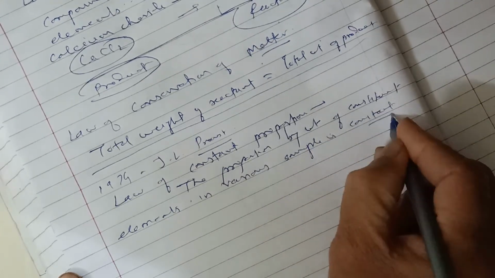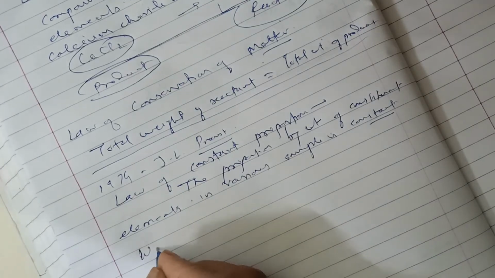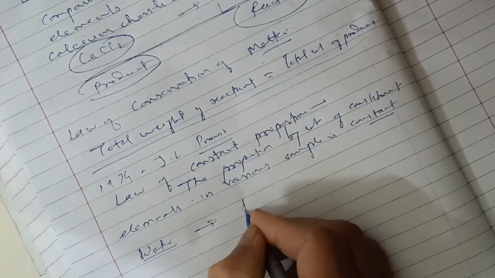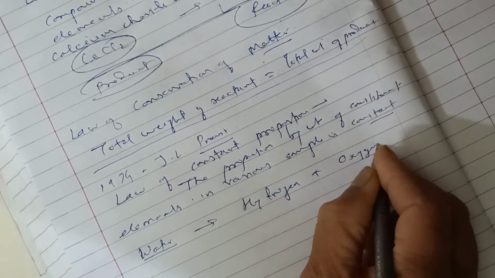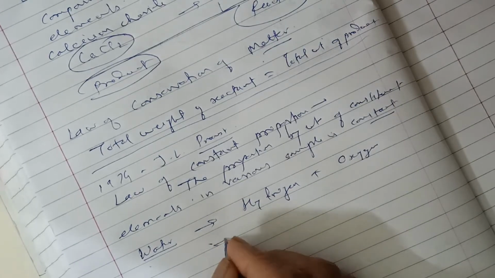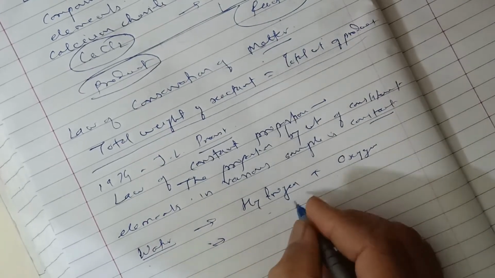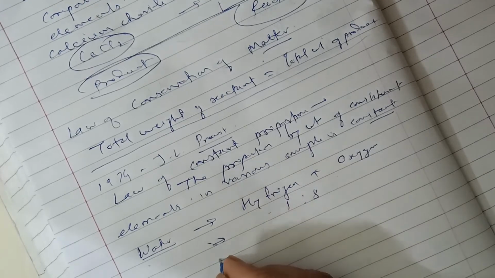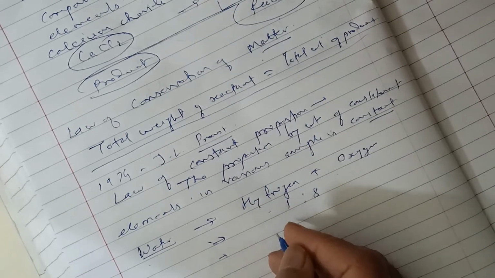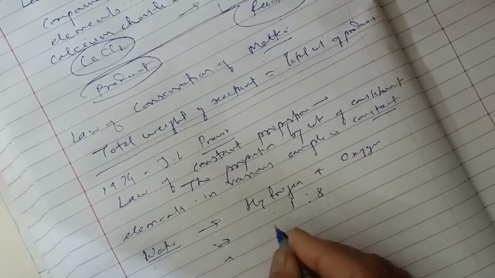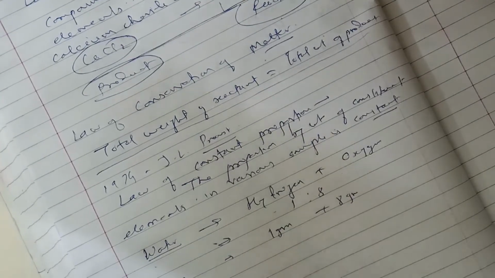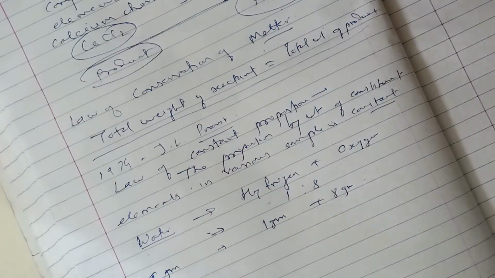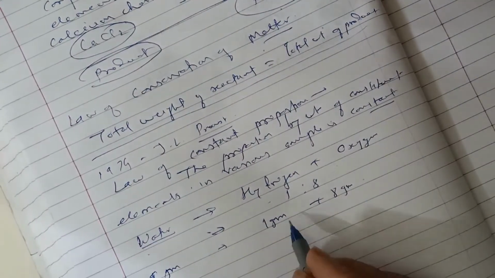Means, suppose in water, what are the constituents of water? Hydrogen and oxygen. So in water, the hydrogen and the oxygen proportion is 1:8. That means in 9 grams of water, 1 gram of hydrogen and 8 grams of oxygen is required. It is constant everywhere in water. That proportion is a constant.